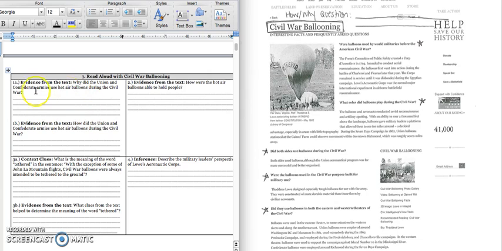So for 1A, why did the Union and Confederate armies use hot air balloons during the Civil War? They used them to spy on the other side, so they could predict where they were moving next. And this allowed them to be more prepared for battle.